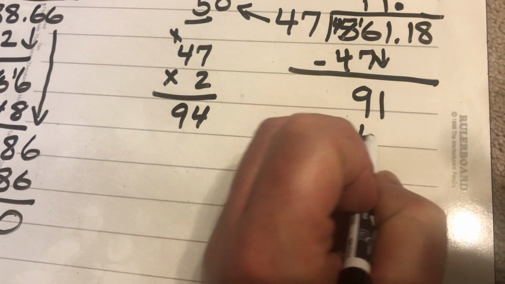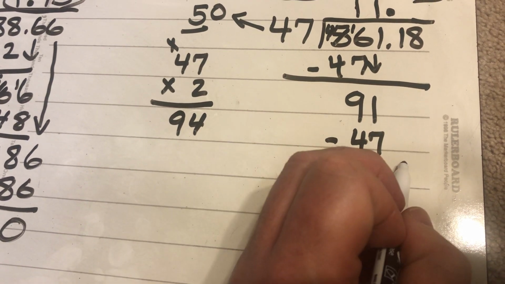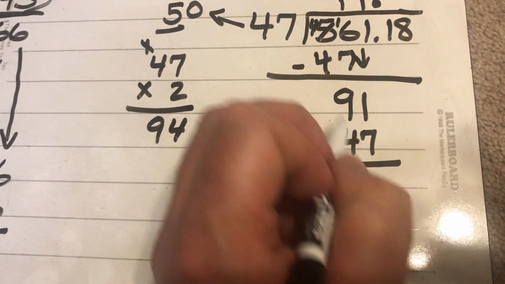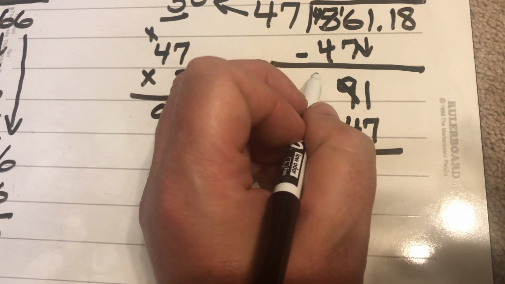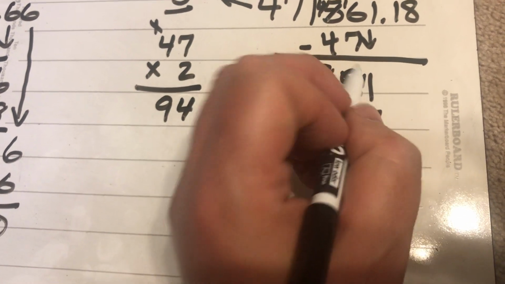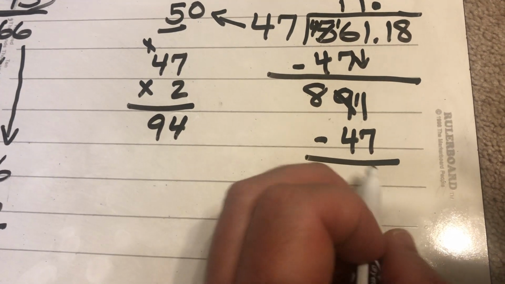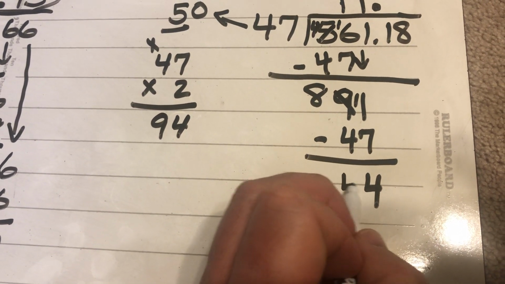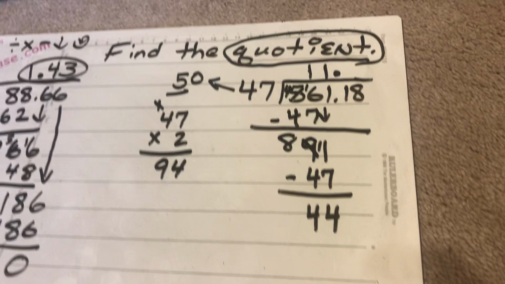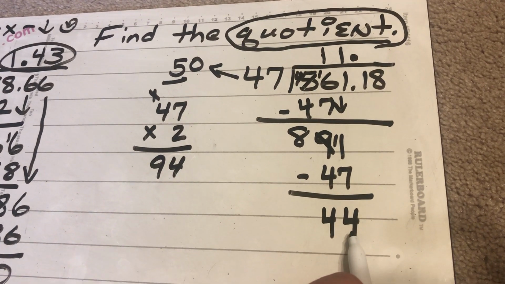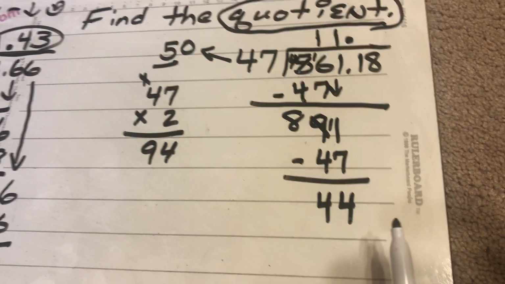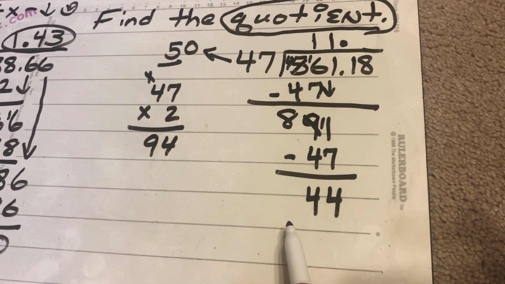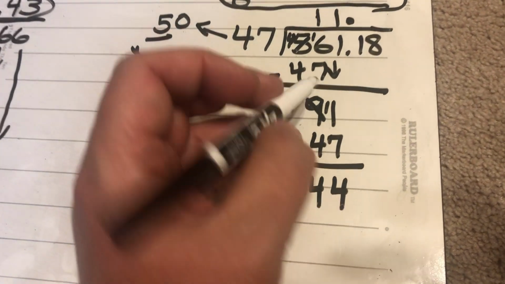So once again, we're going to have another 1. We're going to have a 47. 91 minus 47. I can't do 1 minus 7, so I borrow from the 9. Becomes an 8. That 1 becomes an 11. 11 minus 7 is 4. 8 minus 4 is 4. And I'm good with that because 44, even though it's not a lot smaller, it is still smaller than 47.